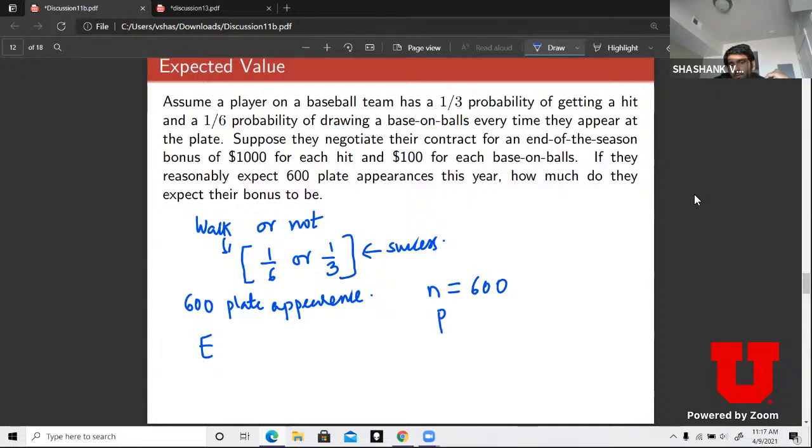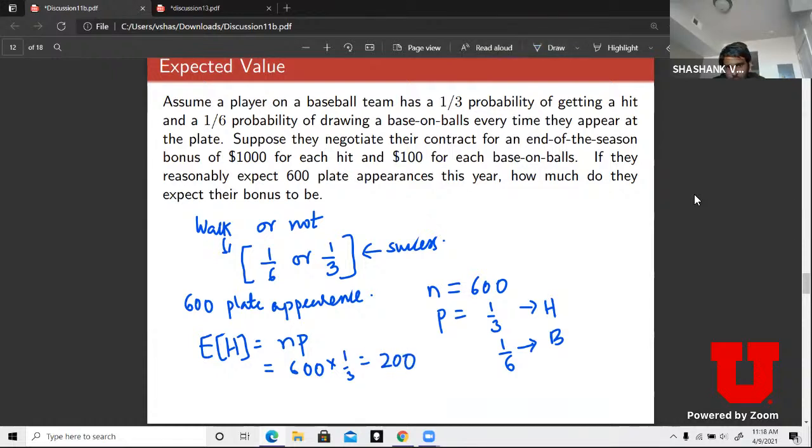And the success probability can either be 1/3 if it's a hit, and 1/6 if it's a base on balls. So you just calculate the expected number of hits. That would be E of H equals N times P, right? That's the expected number of trials in which you succeed. So that would be 600 times 1/3. That would be 200.